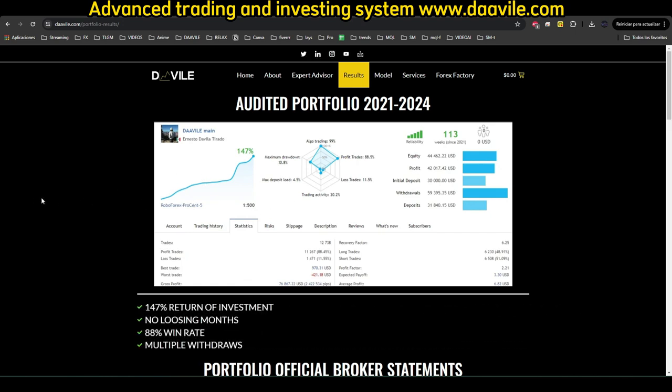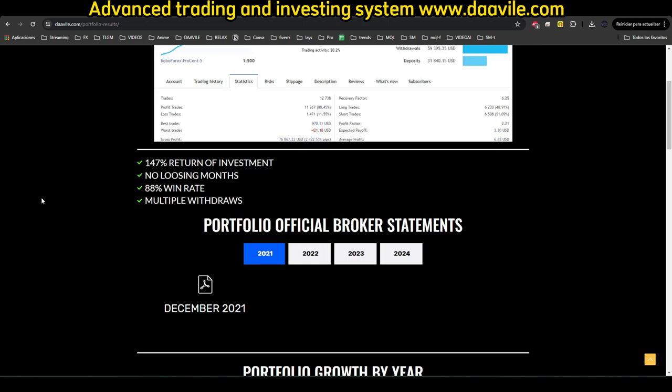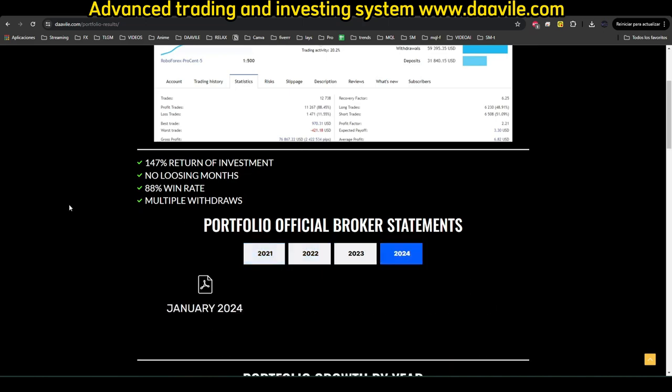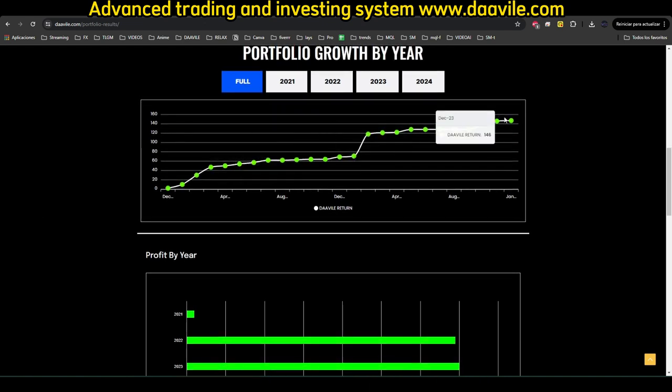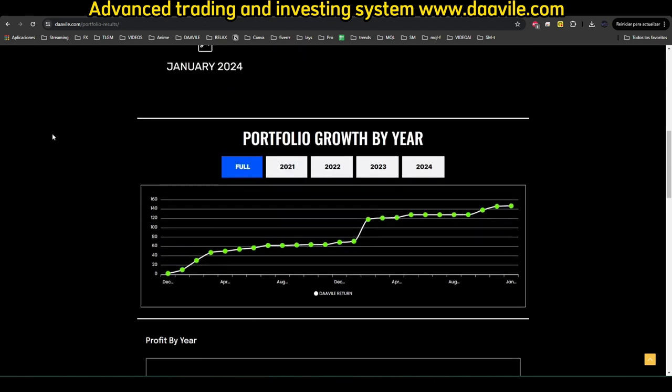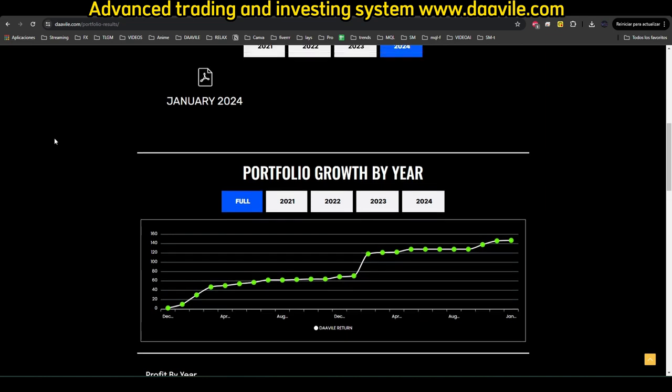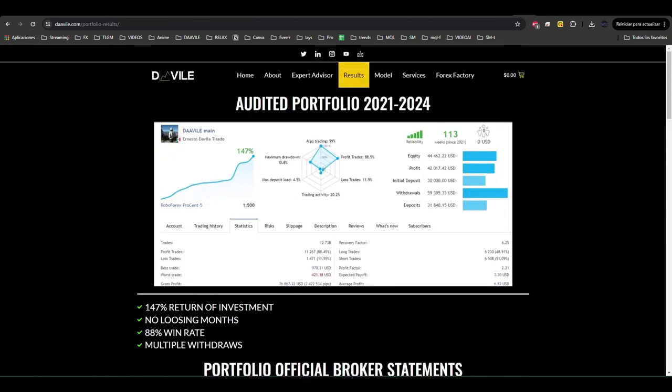That's why I recommend you start with something that you can control and you can backtest. Here are all the broker statements in case my work is not enough, and the progress. So as you can see, it's a very nice curve. No negative months up to today. So just keep it simple.